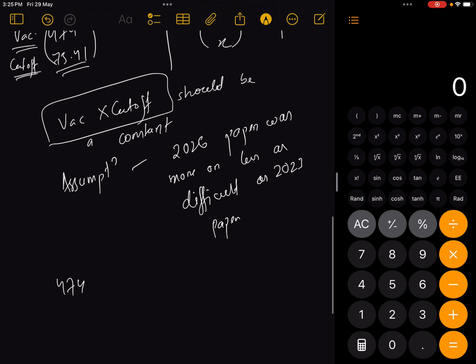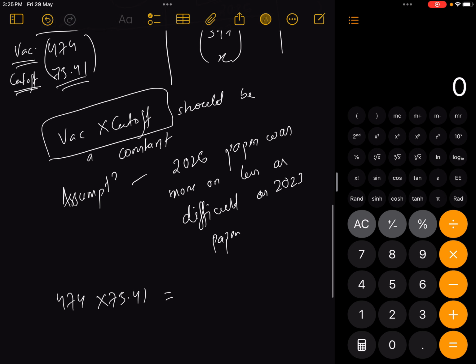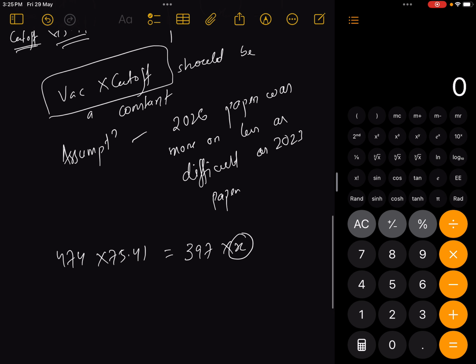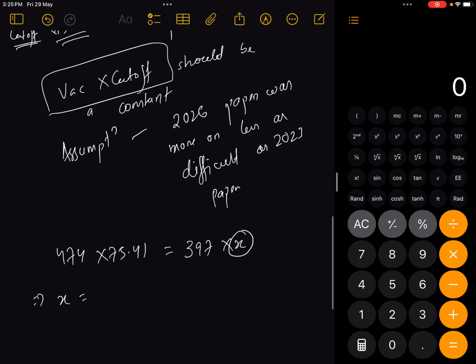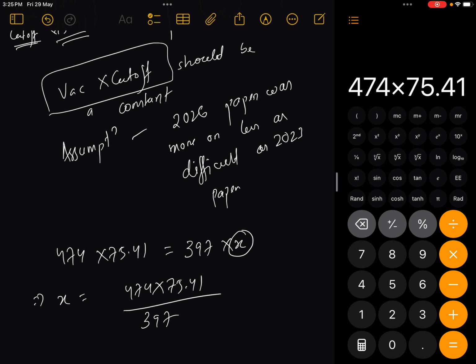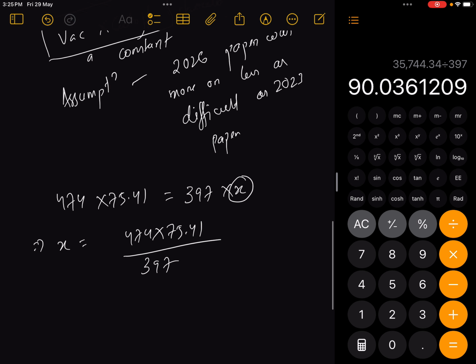That shows 474 into 75.41 must be equal to 397 into x. That is, x is equal to 474 into 75.41 by 397. In that case, the cutoff comes out to be 90. But there's more to it.